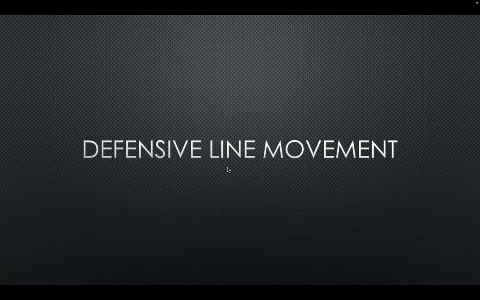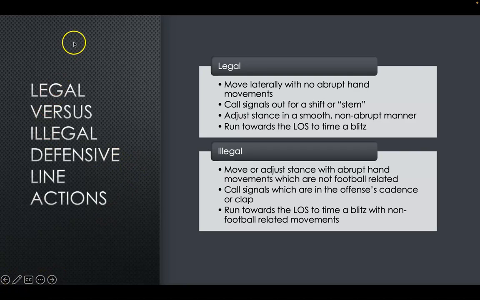So what this video will do, we're going to go through what is allowed and what is not allowed pre-snap, and we're going to show some plays and talk through them about what movement is legal and what movement is illegal by defensive linemen. So before we do that, let's go through what is legal versus illegal on the defensive line. Legal, they can move laterally with no abrupt hand movements. They call this stemming or shifting, where either a linebacker or whoever the captain of the defense is says to move or adjust, and the defensive linemen move.